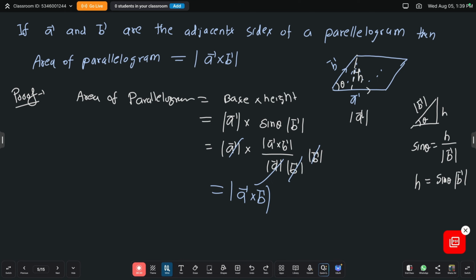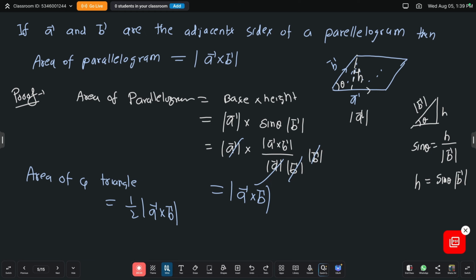Adjacent will not mean. So, if you remember again, the area of a triangle whose adjacent sides are vector A and vector B is 1 by 2 mod A cross B. Area of a triangle is half mod A cross B, where A and B are adjacent sides of a triangle. Why half? Because the parallelogram is mod A cross B and I am taking half.